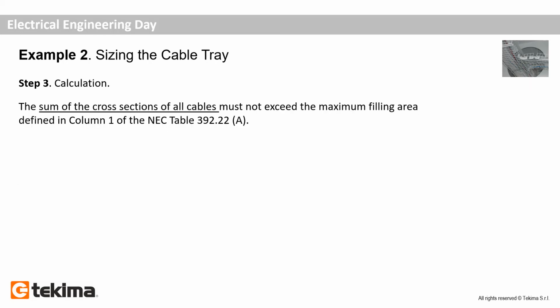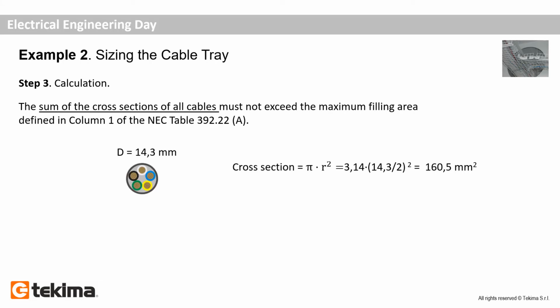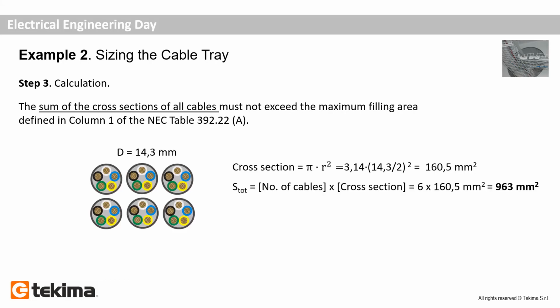Step 3. Calculate the sum of the cross-sectional area of all cables. To do that, we have to calculate the cross-sectional area of a single cable and then multiply by the 6 cables contained. So as for example 1, we have 963 square millimeter.